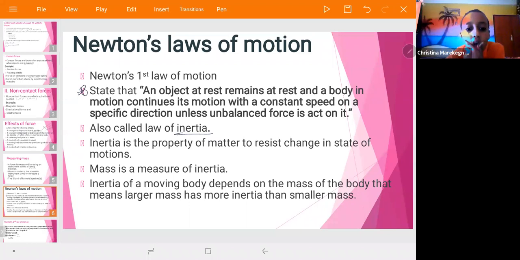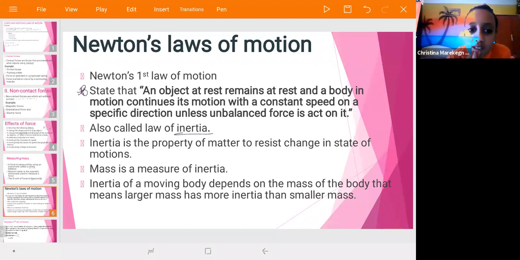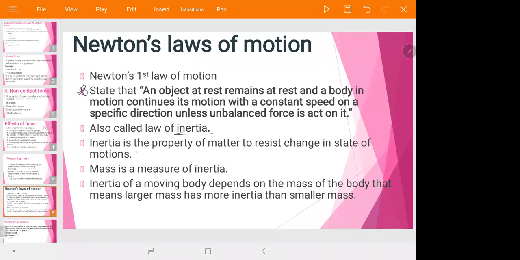What is inertia, by the way? Inertia is a property of matter to resist change in its state of motion. What does this statement imply? Newton's first law is known as the law of inertia, and inertia is the property of matter to resist change in state of motion. What does this mean?